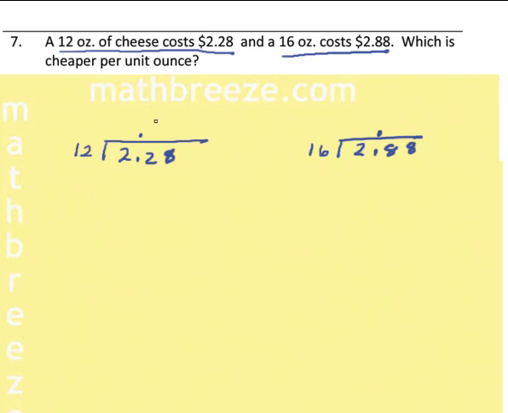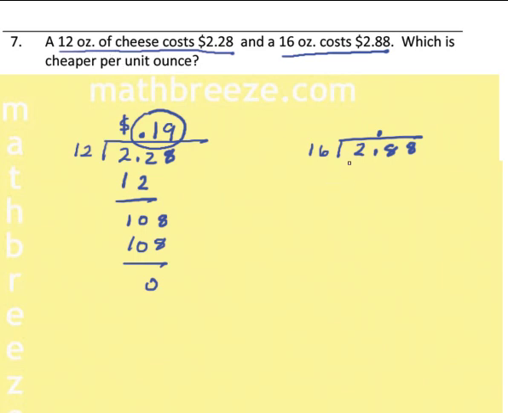So here 12 goes once. And 12 into 108, this goes exactly 9 times. So we have 19 cents, or 0.19 per ounce for the 12 ounce.